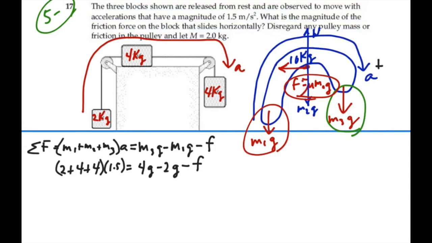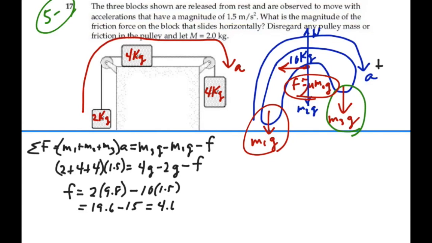Let's bring friction over to the left-hand side. So we have the force of friction is equal to 4g minus 2g, which is 2g, so we have 2 times 9.8 minus the total mass, 10 times 1.5. So we have 19.6 minus 15, or 4.6 newtons.